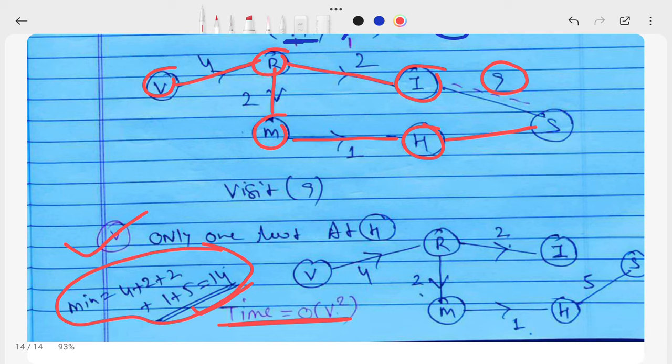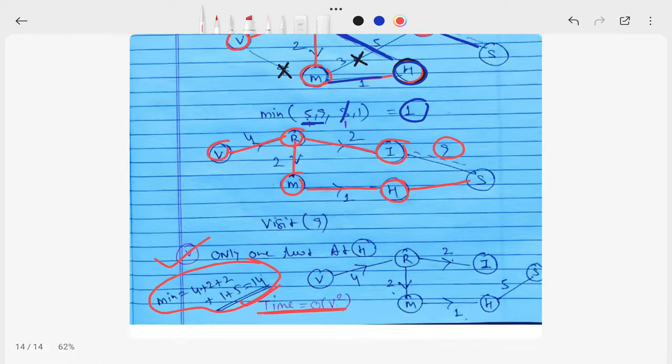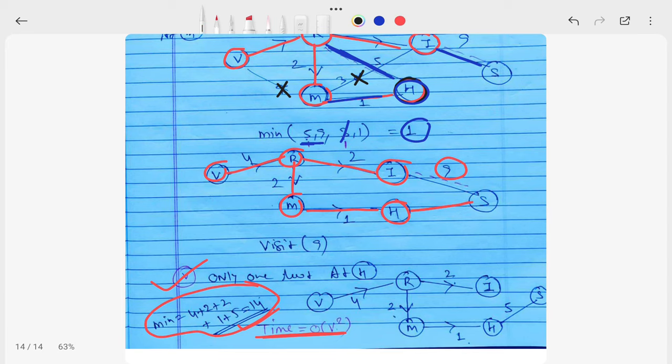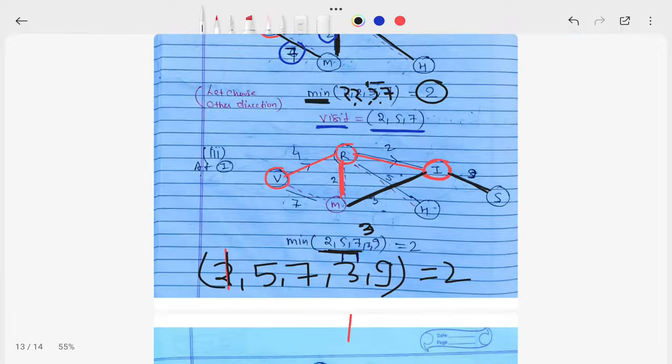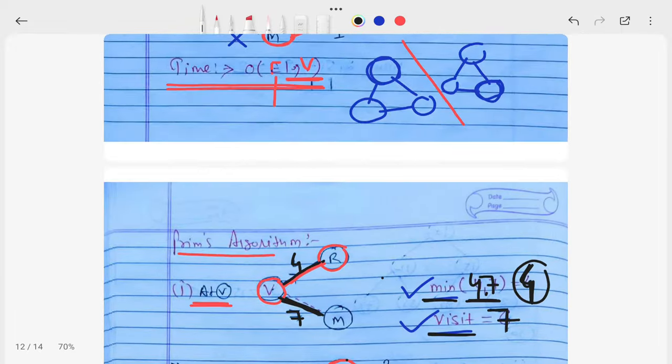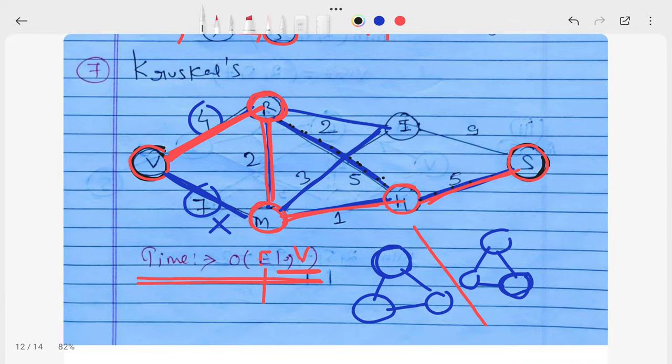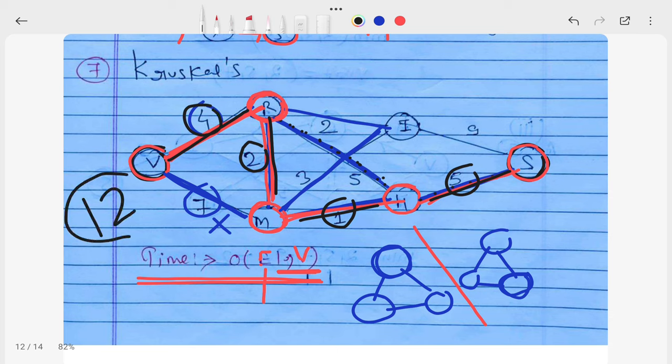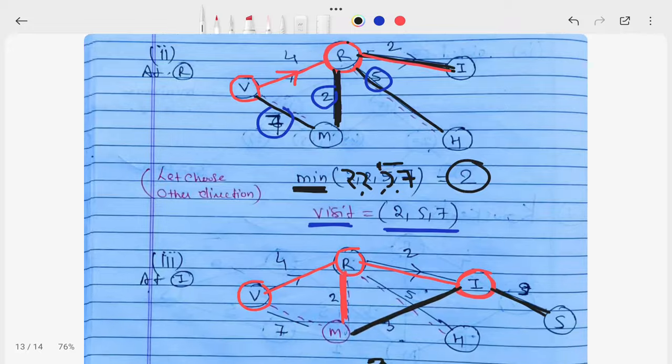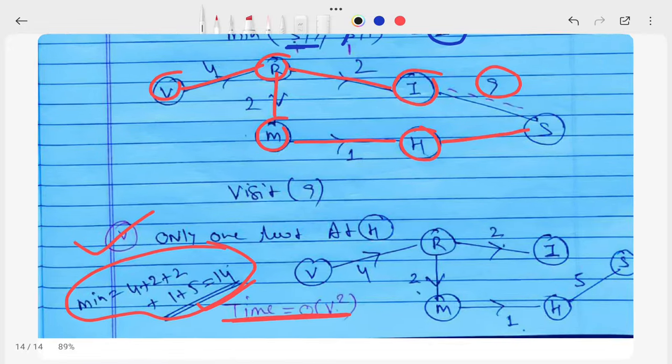You can see this is the benefit of Kruskal. In Kruskal, the minimum value was 4 plus 2 plus 1 plus 5. What is the value? 5 plus 1 is 6, 6 plus 2 is 8, 8 plus 4 is 12. So the minimum value is equal to 12 here. In Kruskal I am getting a minimum of 12, but in Prim the minimum I am getting is 14.